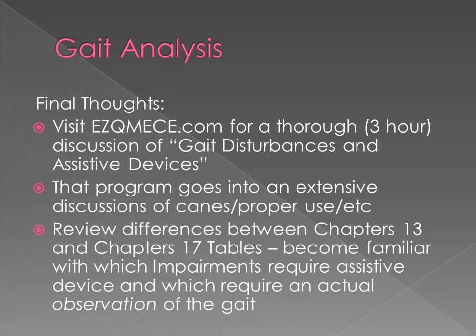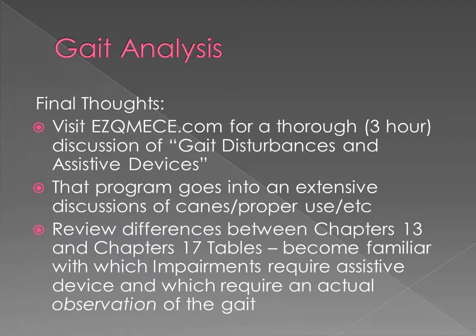Before we leave this discussion of this exam secret of the most persuasive QMEs, I just want to give you a little homework assignment, and that is for you to go to chapters 13 and chapter 17 and go to the tables in those respective chapters that discuss gait disturbance. Chapter 13 describes disturbance of gait associated with neurologic disorders, and chapter 17 describes gait disturbance related to disorders of the lower extremity. And your homework assignment is to become familiar with which impairments, number one, require an assistive device, and number two, which impairments require an actual observation of the gait.